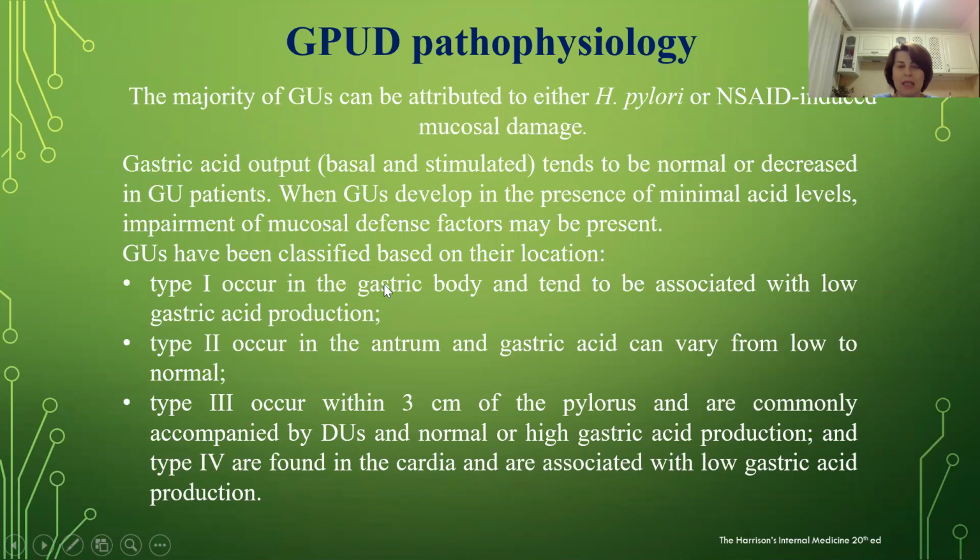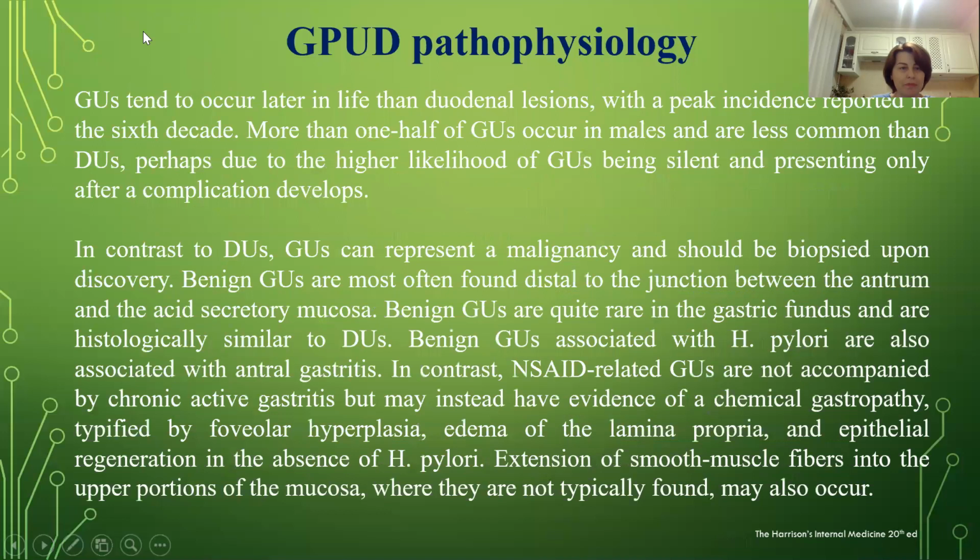Type 1 is in the gastric body and used to be associated with low gastric acid production. Type 2 occurs in the antrum, and gastric acid can vary from low to normal. Type 3 occurs within 3 cm of the pylorus and is commonly accompanied by duodenal ulcers and normal or high gastric acid production. And type 4 is found in the cardia and associated with low gastric acid production.